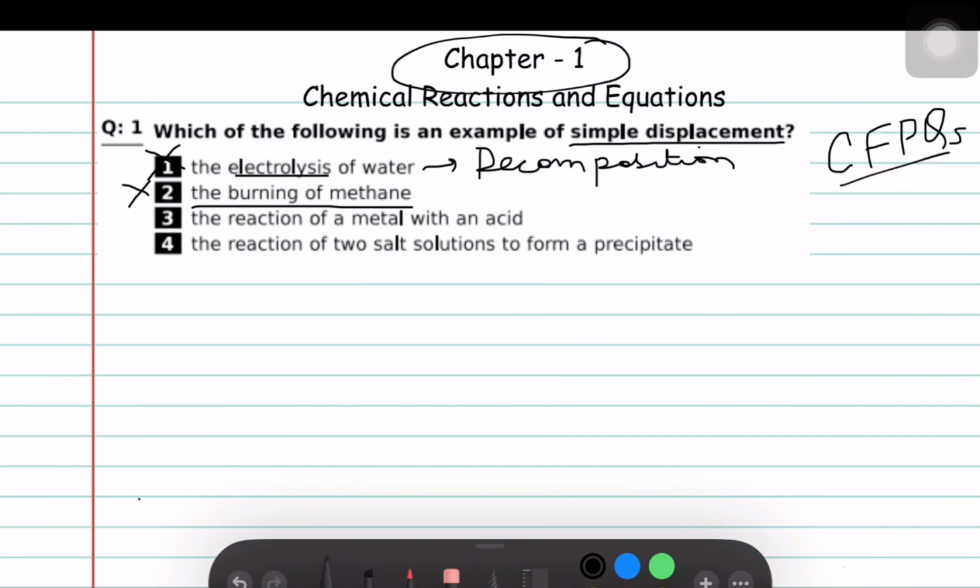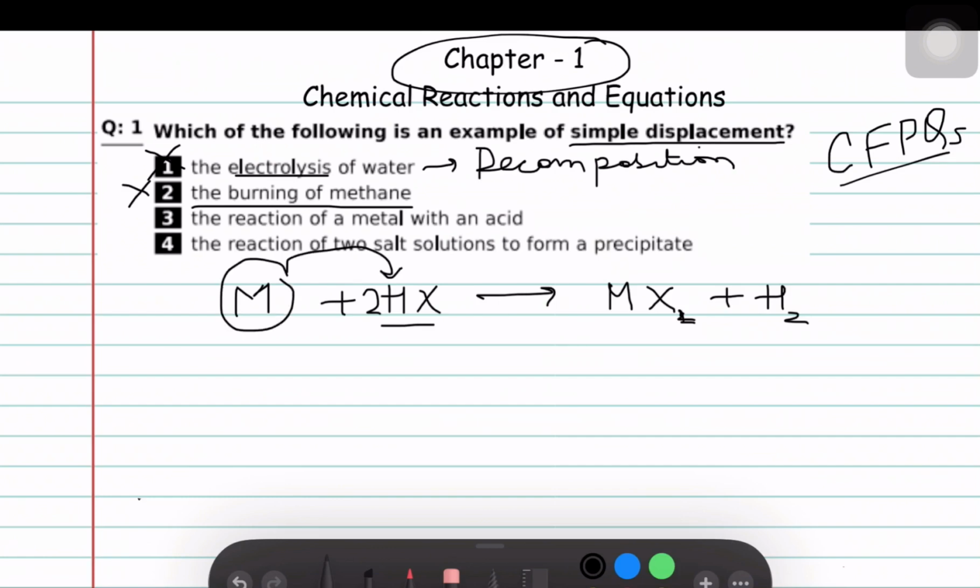Reaction of a metal with an acid. Let's write down this reaction. Metal plus HX, HX being the acid. We know that metals, when they react with acid, give hydrogen gas and form a salt with the negative part of the acid. Let's balance it. So if you look at this reaction, it's as if the metal has displaced hydrogen from its salt solution, right? And that's how it is releasing hydrogen.